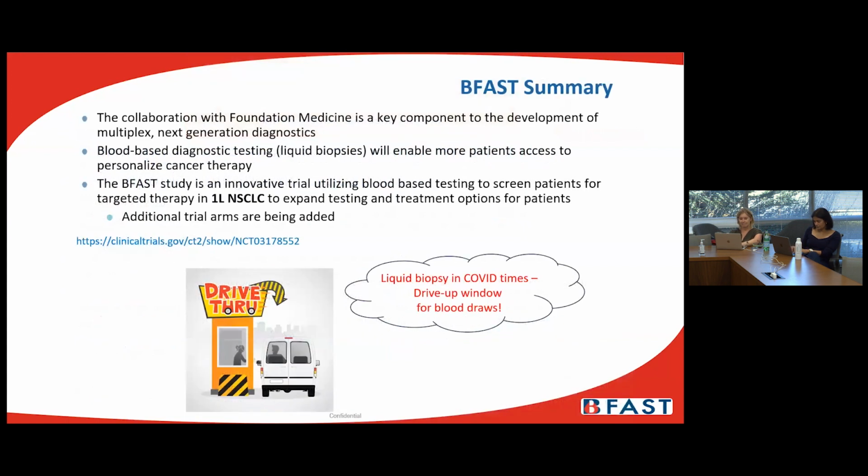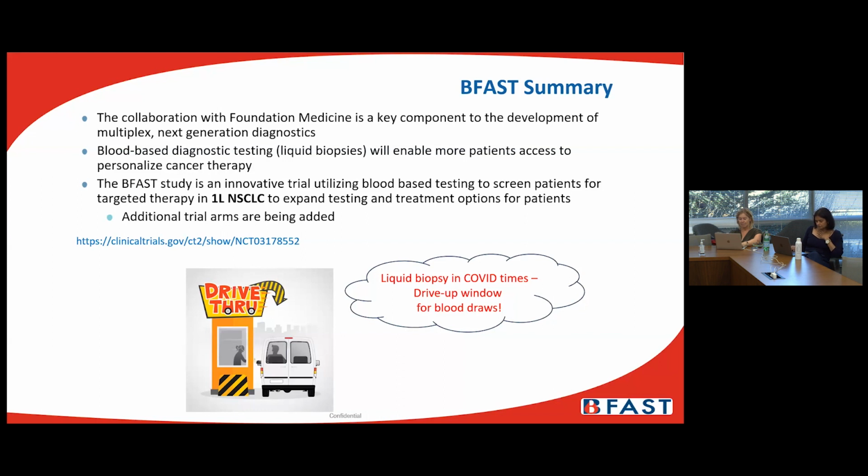So in summary, BFAST has really illustrated the power of a collaboration with Foundation Medicine in these complex diseases where there can be many, many different alterations found in a cancer patient. The blood-based liquid biopsy is going to enable many more patients access to a personalized cancer therapy. And this has been an innovative trial, which started with first-line NSCLC, which has now expanded to other arms that have been added to BFAST, and other studies have been launched.